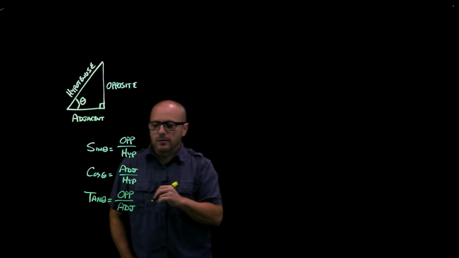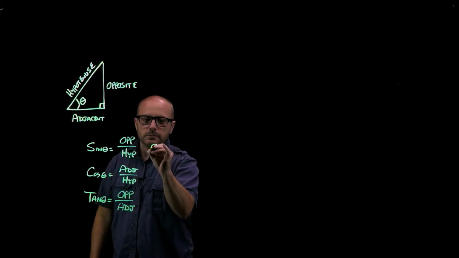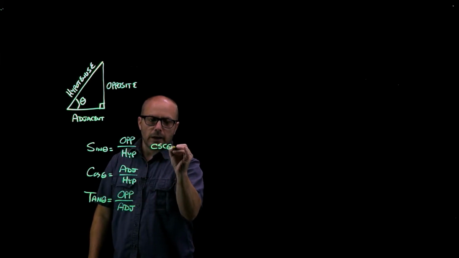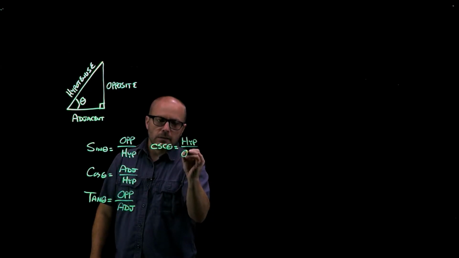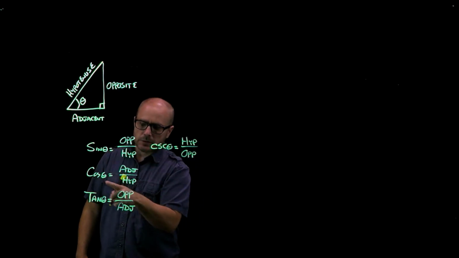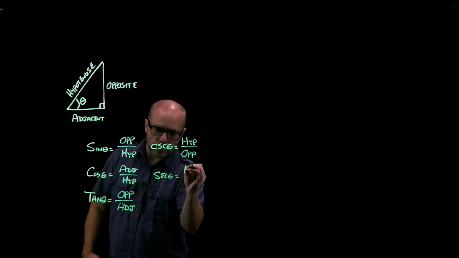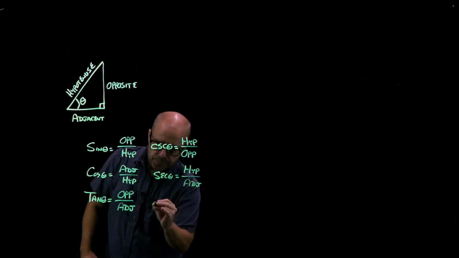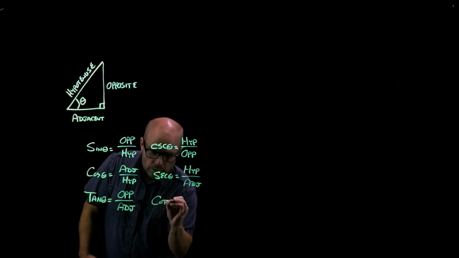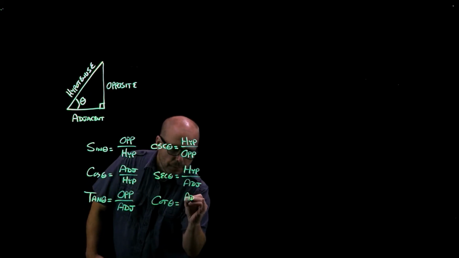And then from there, the other three are just the reciprocals of these. So cosecant of theta is 1 over sine. So it's the reciprocal. Secant is 1 over cosine, so the reciprocal there. And lastly, cotangent is the reciprocal of tangent.